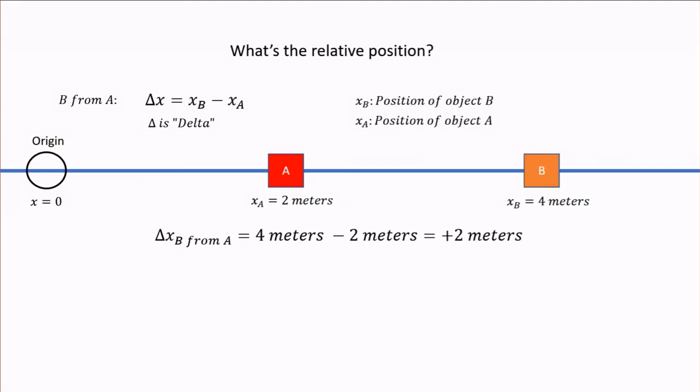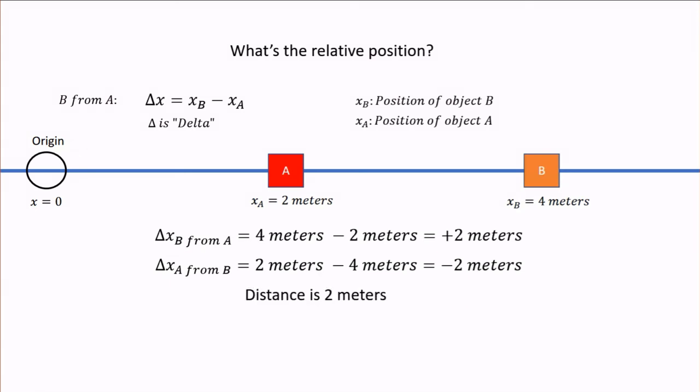If we wanted to know where object A is relative to object B, we would simply flip the formula and use delta x equals 2 meters minus 4 meters equals minus 2 meters. This means that object A is 2 meters to the left of object B. In either case, the distance between these two objects is 2 meters apart. When we talk about distance, a negative sign doesn't mean anything. The closest together two objects can be is 0.